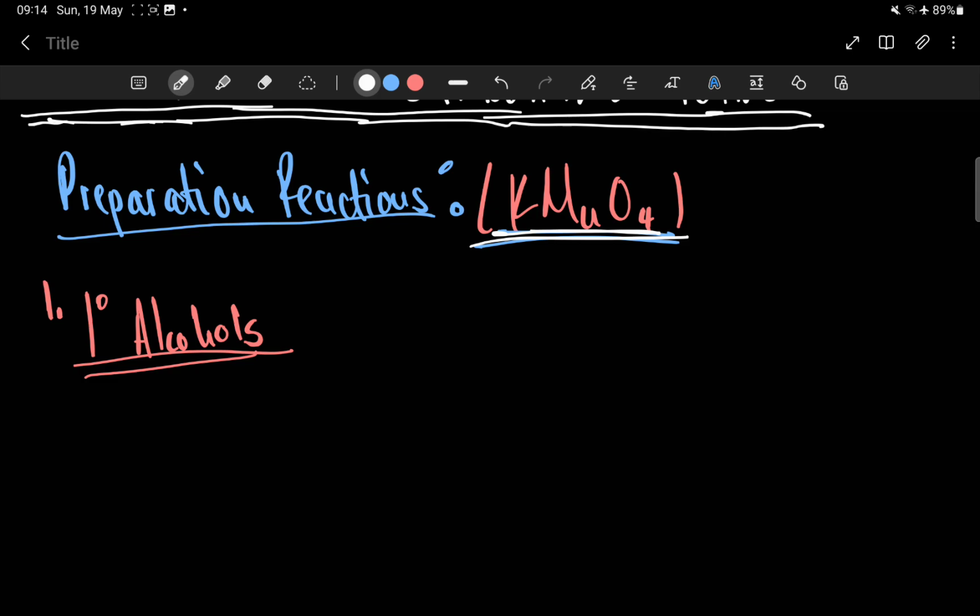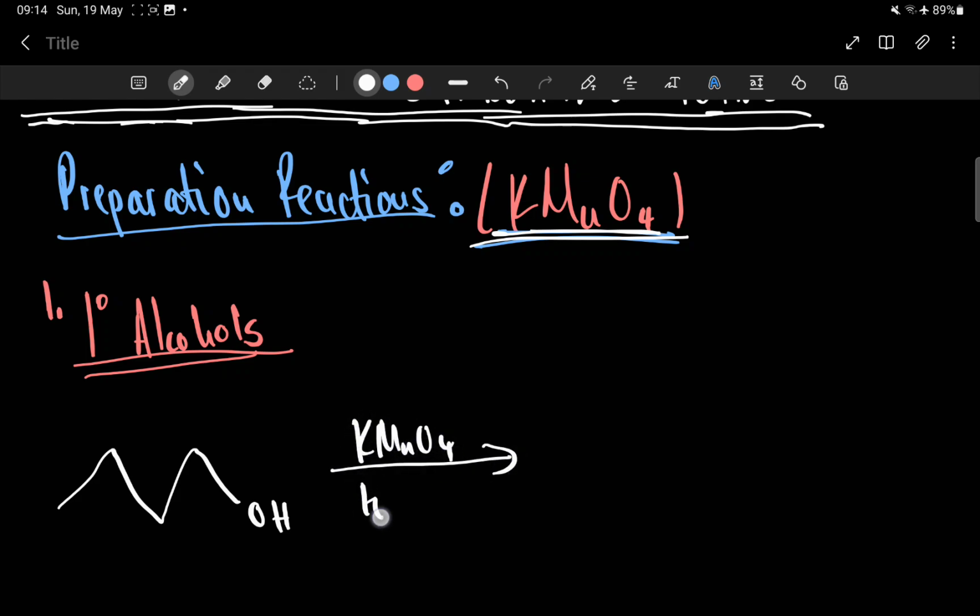So let's put anything, whatever, we don't care what they give you, plus KMnO4. Or if they just say put an arrow and you add KMnO4, that means you're oxidizing it, with heat. And you say, basically I know what happens. This OH will become a double bond O.